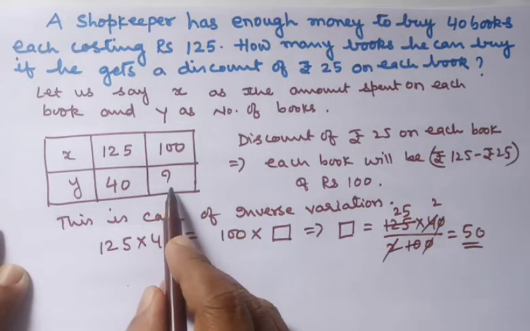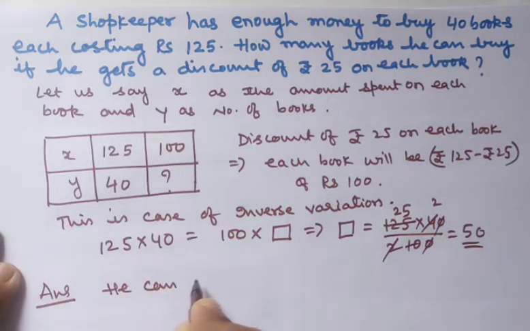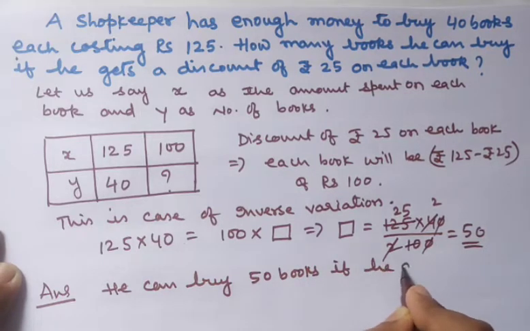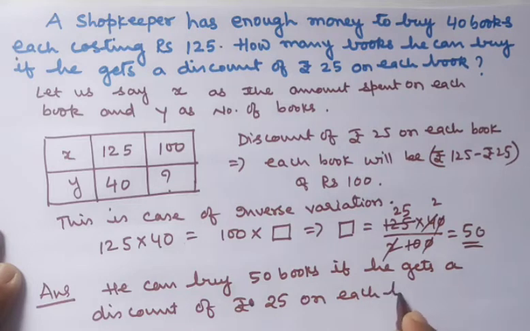Now tell me what is your 50? Your 50 is your y and y is the number of books. So your final answer will be, he can buy 50 books if he gets a discount of rupees 25 on each book. I think you got it, children.